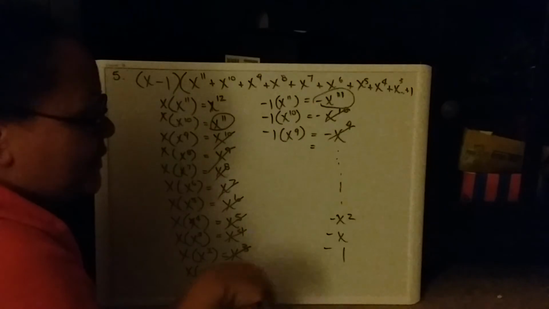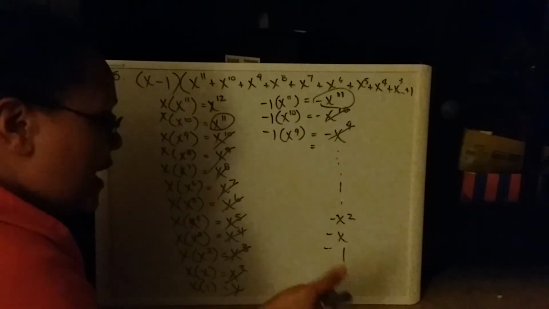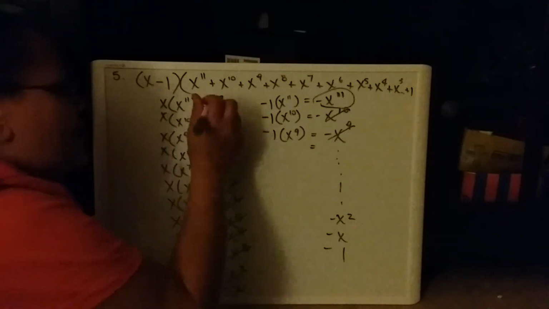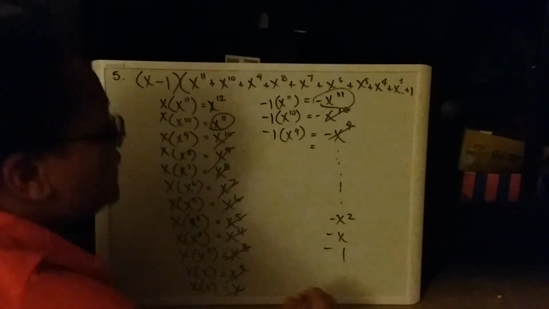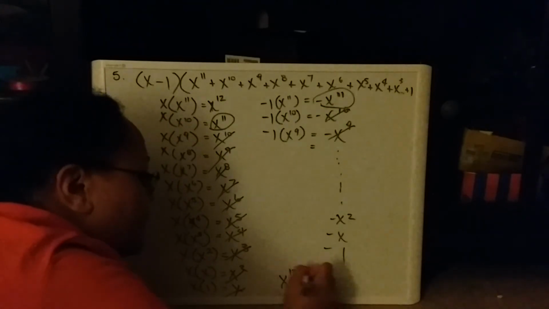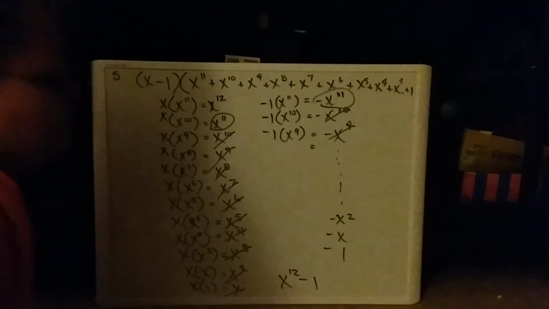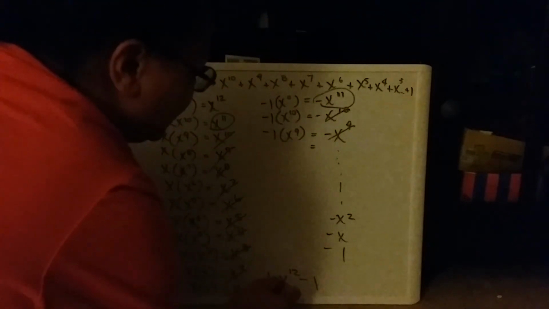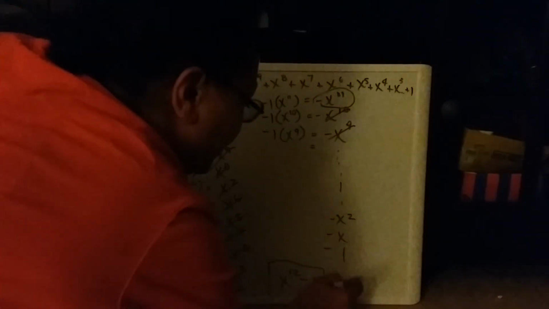That's what this problem turns out to be, because you have a negative for every positive on this side, except for this first term. So in the end, what you're ending up with is x to the 12th minus 1. That's your answer, and that is the joke that mathematicians have played on you with this ugly problem.